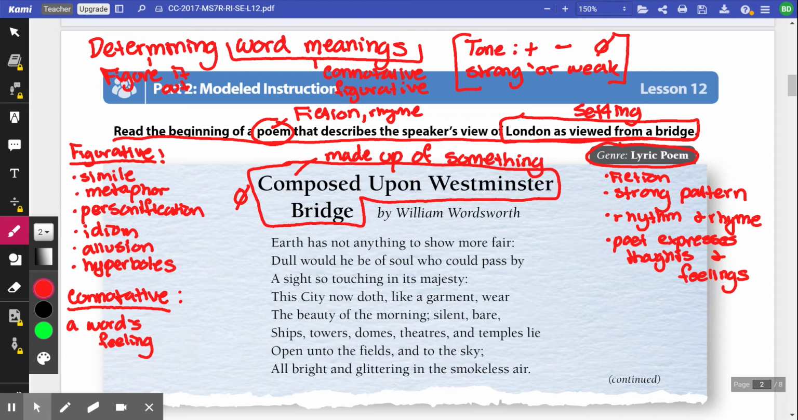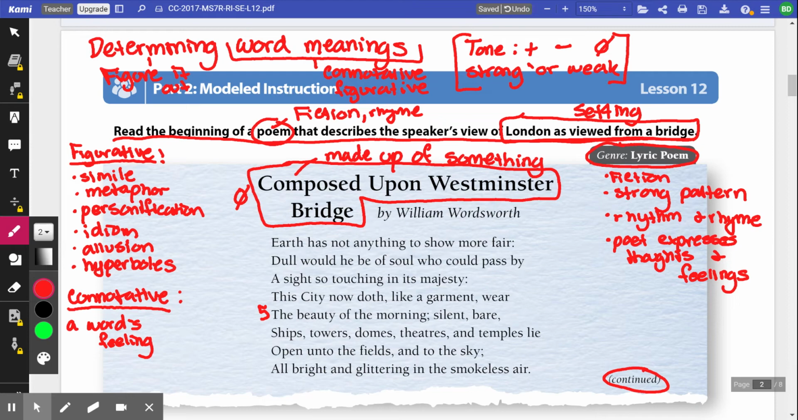So I have 1, 2, 3, 4. This is my 5th line, 6, 7, 8. So I have 8 lines total. And I know that this is not the entire poem because it says that it's continued down at the bottom. So I know that today I'm only going to be dealing with the first 8 lines.